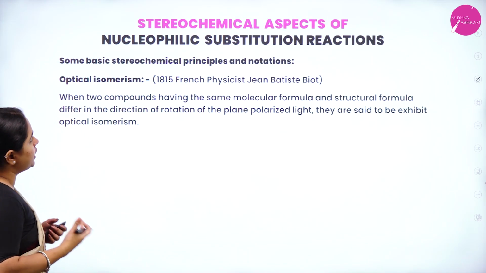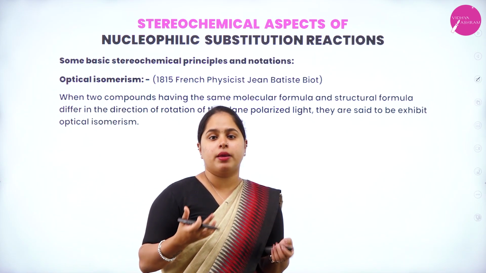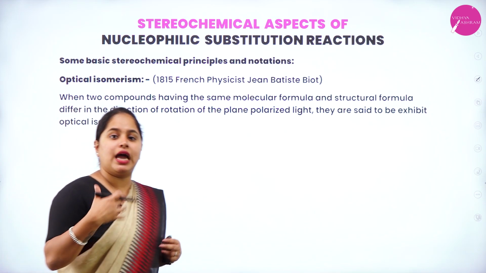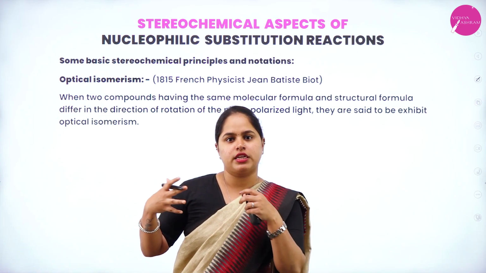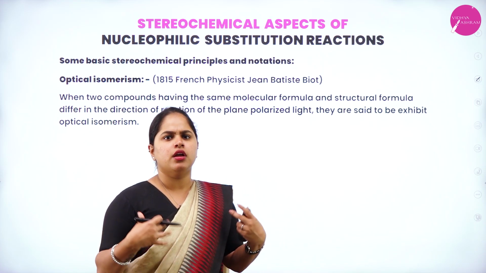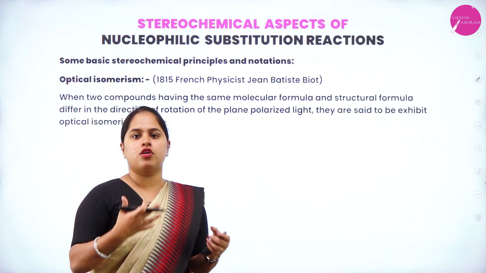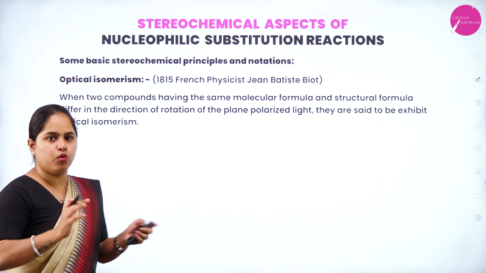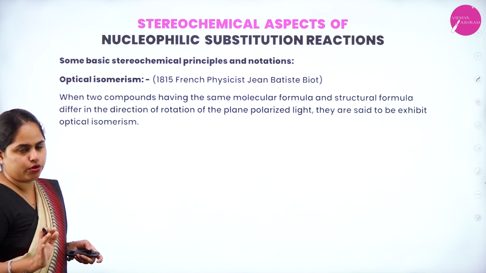Now, moving on to the stereochemical aspects of nucleophilic substitution reactions. Before moving on to the stereochemical aspects and the details in SN1 and SN2, where there is inversion of configuration, retention, racemization, many things we are going to study, let's begin with the basics of stereochemistry. Okay, there are some terms which we have to be clear with, then we'll move on. So some basic stereochemical principles and notations we are going to discuss.